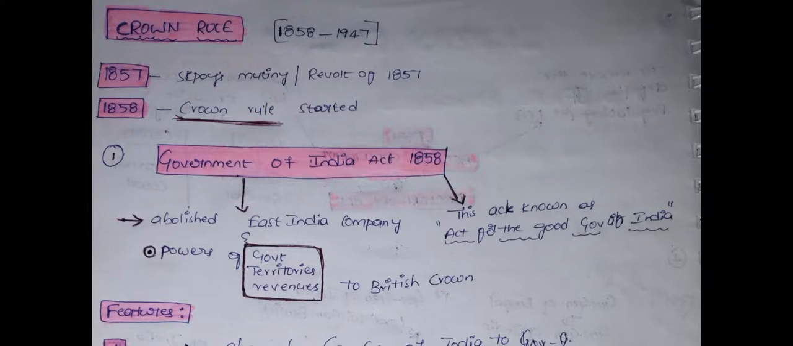Today's topic is Crown Rule. The Crown Rule was started in 1858 and lasted until the independence of India. This Crown Rule was established after the 1857 revolt. The Crown Rule also established many acts for the governance of India.